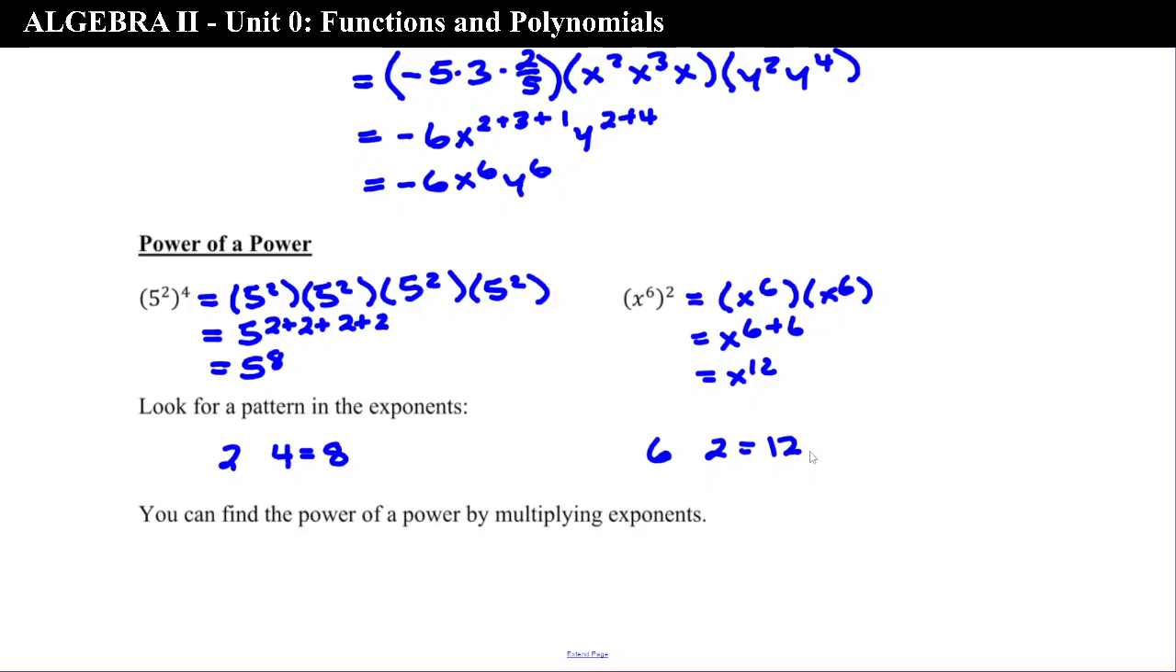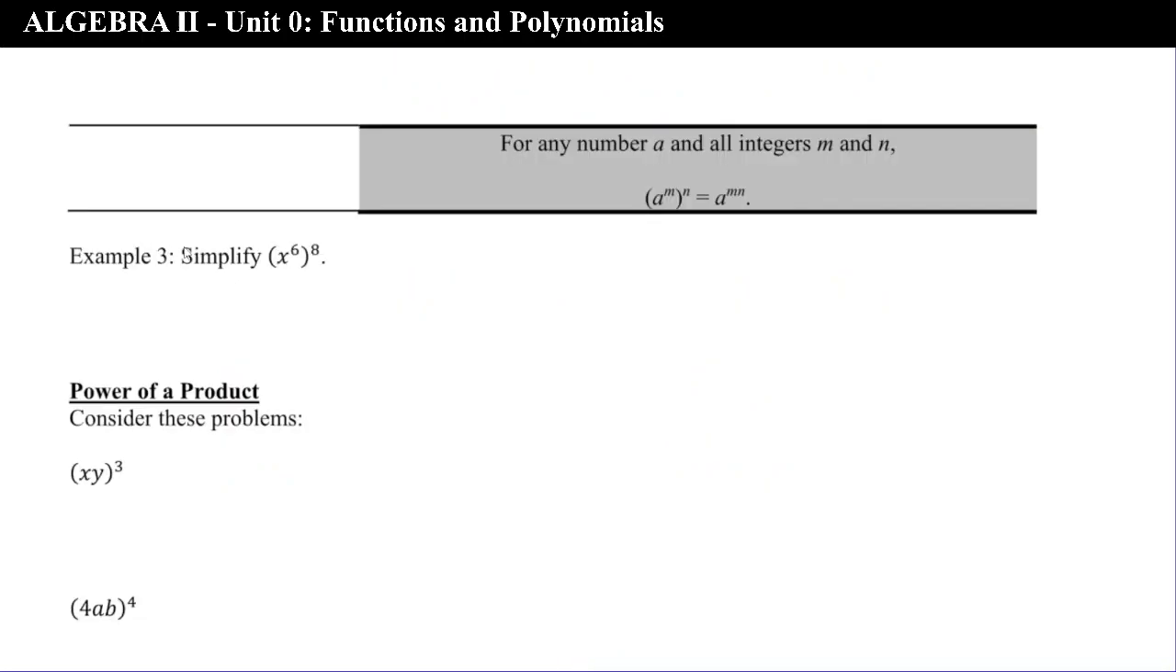Well, what can we do to make both of these statements true? We can simply multiply the numbers on the left to get the one on the right. So 2 times 4 equals 8, 6 times 2 equals 12. So you can find the power of a power by multiplying the exponents. And that leads us right into the power of a power rule.